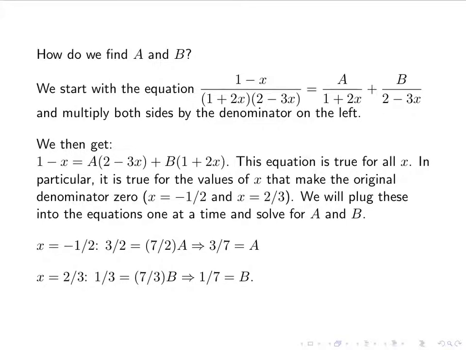Now you can always go back and check it out. If I plug in 3 over 7 for a, plug in 1 over 7 for b, if I do out the right-hand side, I cross multiply. Make sure you do get your left-hand side. Okay, you can always, always, always check this. There's absolutely no reason not to.